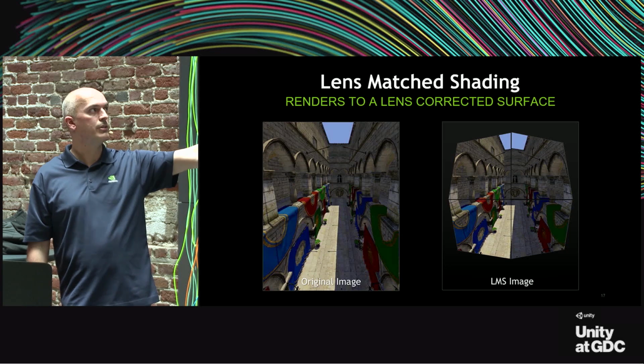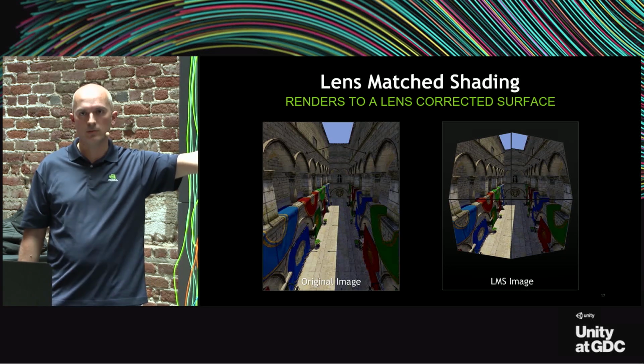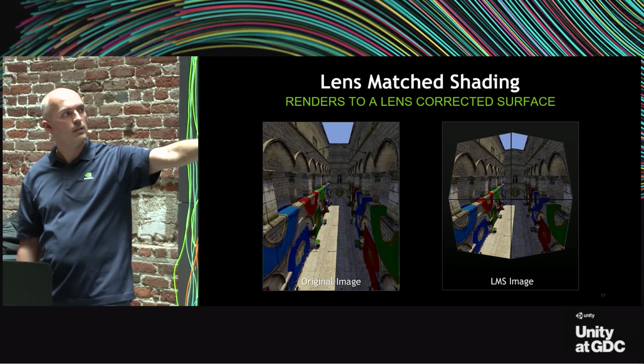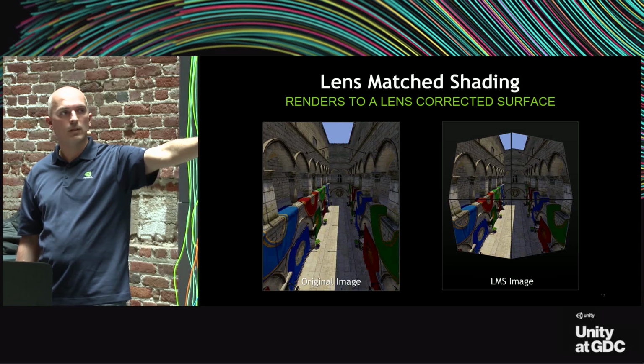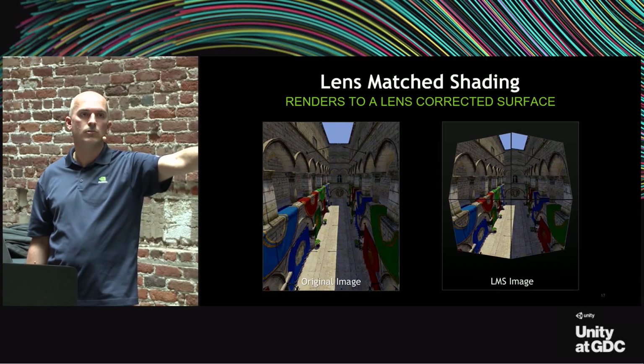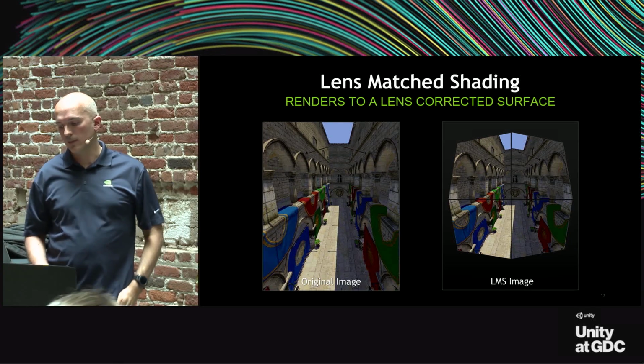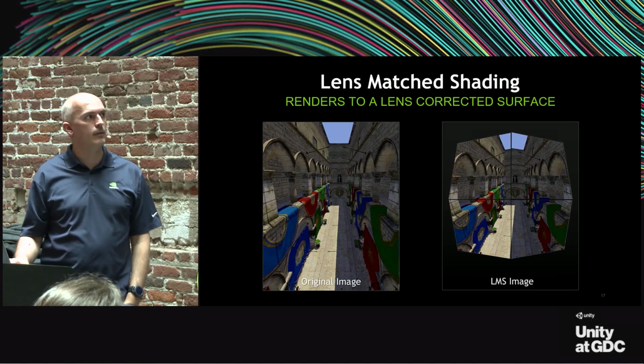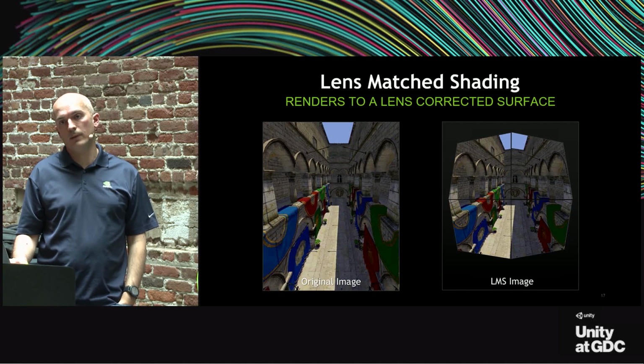So instead of rendering a fully rectangular image, which you see on the left, with the lens match shading, which is hardware accelerated, you can actually get an image on the right, which is much better fitting the lens, and it can be literally applied directly onto the HMD.